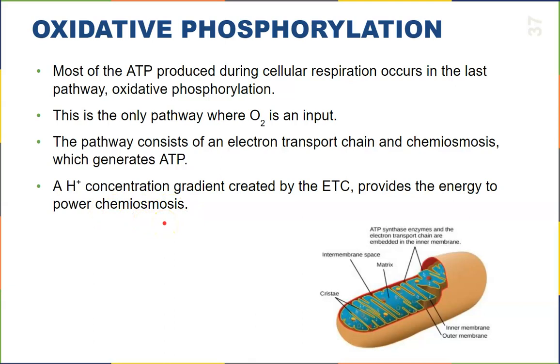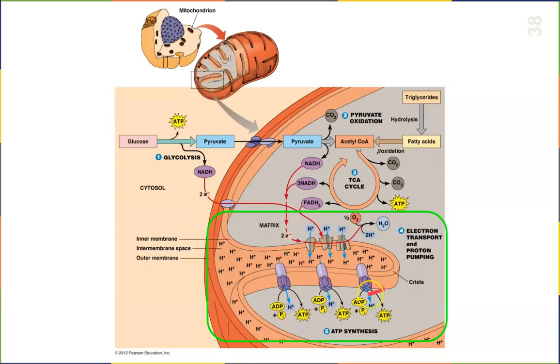So this gradient that we make with the electron transports is going to be enough, and that's going to power our chemiosmosis. So here's our location that we are at now. Here's our electron transport chain and our chemiosmosis. Notice that it is on the folds of the mitochondria. If you look at a mitochondria, it has a lot of folds in there, and that increases the surface area.